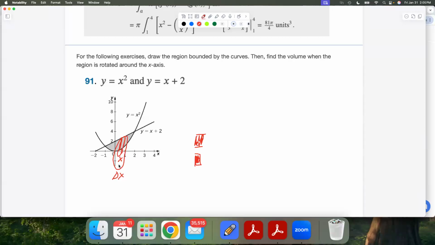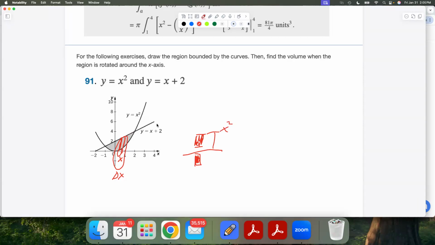As soon as you write your delta, you know who you're integrating with respect to. I'm integrating with respect to x, so all my variables have to be x. I can't have any y's in my integral. Everything needs to be x. Okay, my outer radius to the top, right there. That height is x squared, the top function.